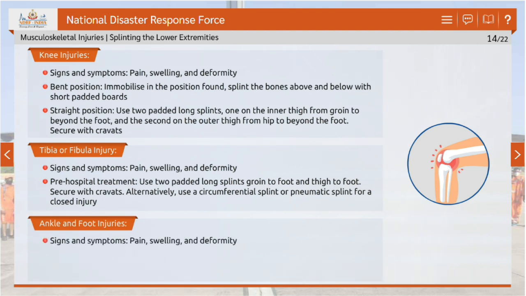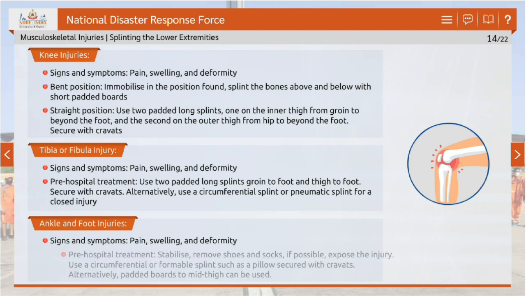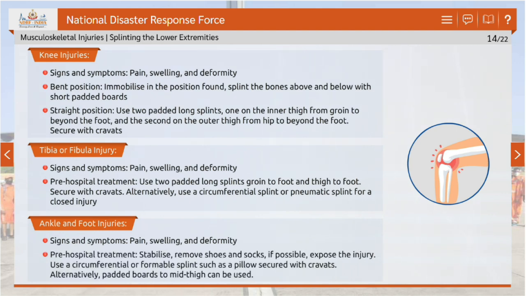Ankle and foot injuries. Signs and symptoms: pain, swelling, and deformity. Pre-hospital treatment: stabilize, remove shoes and socks if possible, and expose the injury. Use a circumferential or formable splint such as a pillow secured with cravats. Alternatively, padded boards to mid-thigh can be used.